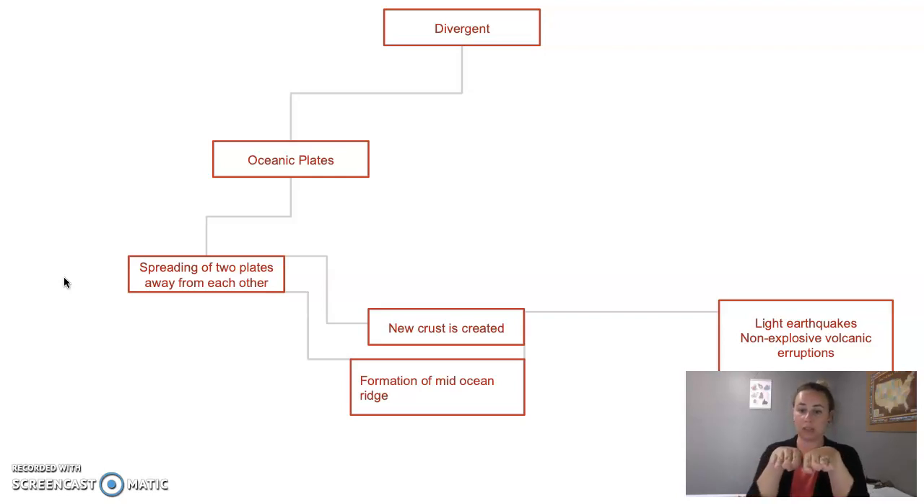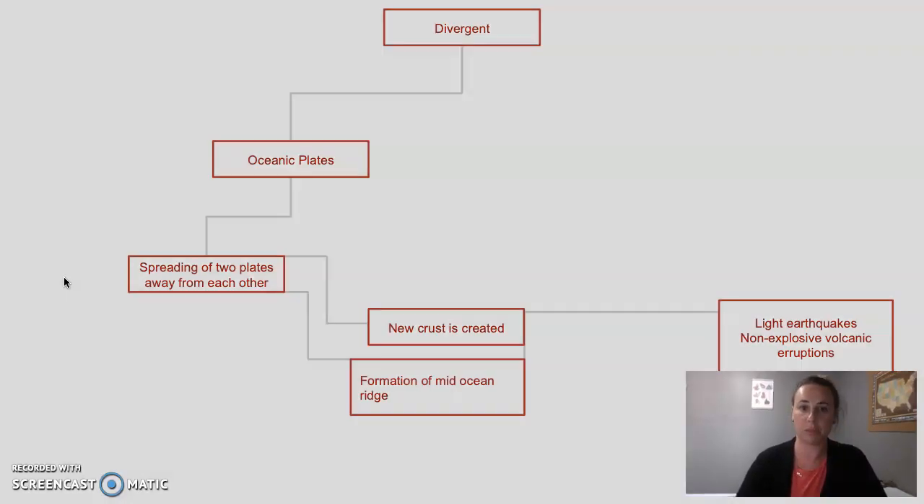If you think about two plates coming together like this and then spreading apart, what comes out of them is magma, and that creates new crust and pushes it away, and it forms the mid-ocean ridge. Some of the hazards you get from that: the formation of the Mid-Atlantic Ridge is a result of that, and you get light earthquakes and non-explosive volcanic eruptions. There's not a lot of activity when it comes to divergent plate boundaries.